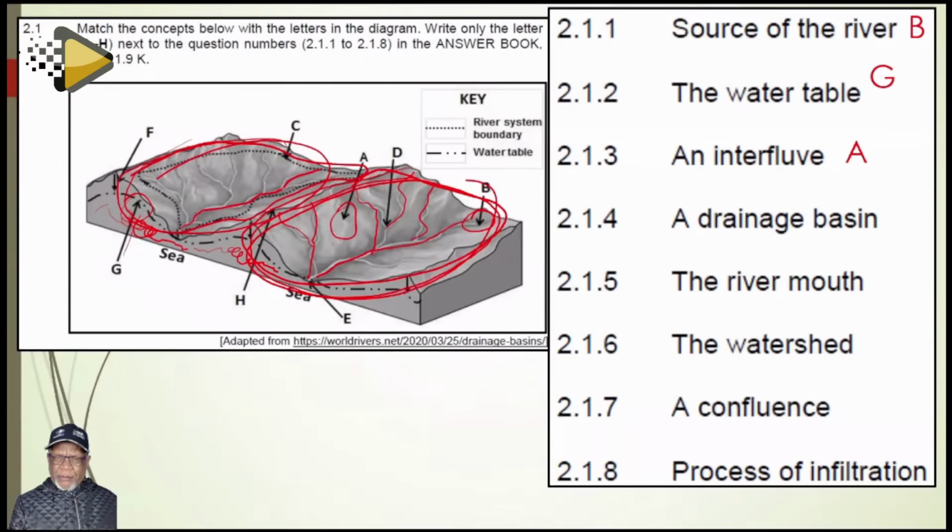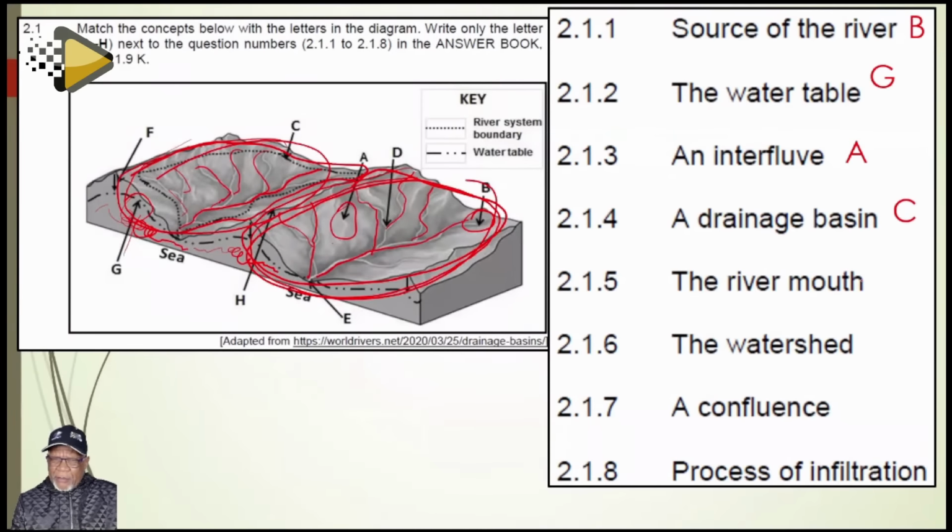This is your mainstream. And all these rivers that are flowing into it are called tributaries. So the mainstream and all its tributaries equal the river system. The whole area drained by the river system is called a drainage basin. So where is the drainage basin? This is C. It is indicating the boundary of a drainage basin.